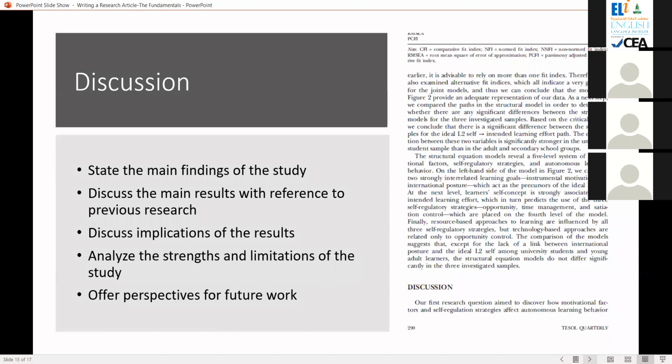So this is where everything comes together. This is where you go back and refer to the previous studies, and where you argue whether your findings have some relationship to the literature, whether they support it or not.